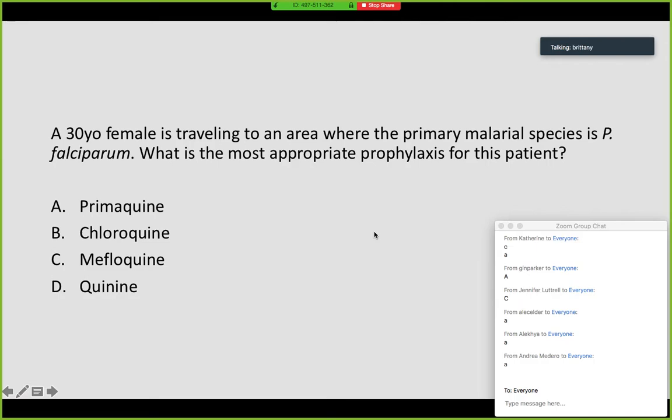A 30-year-old female is traveling to an area where the primary malarial species is P. falciparum. What is the most appropriate prophylaxis for this patient? Yep, good job, mefloquine.